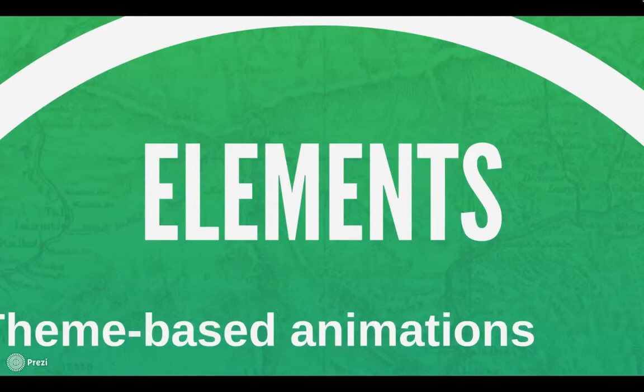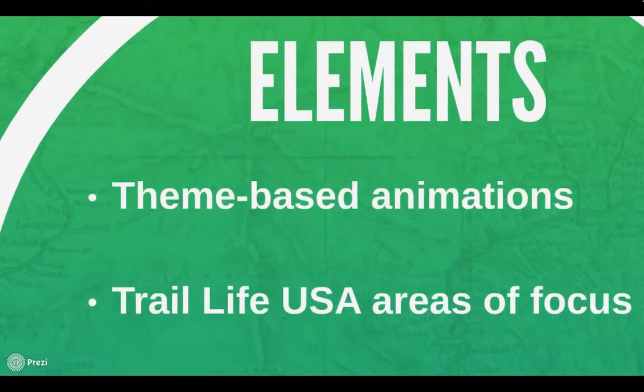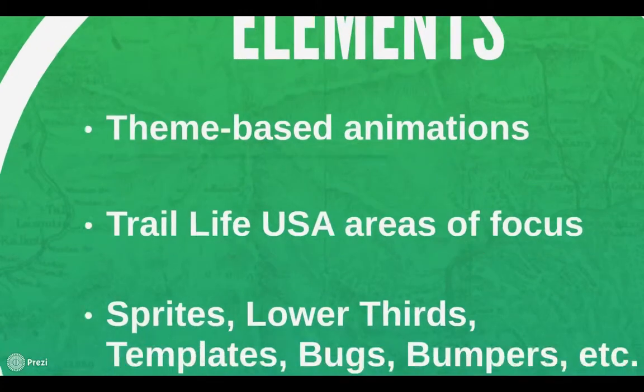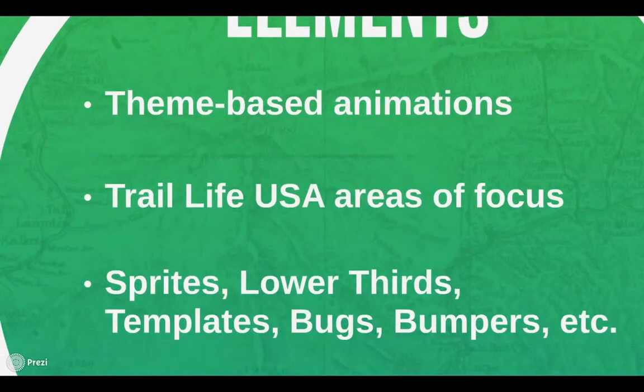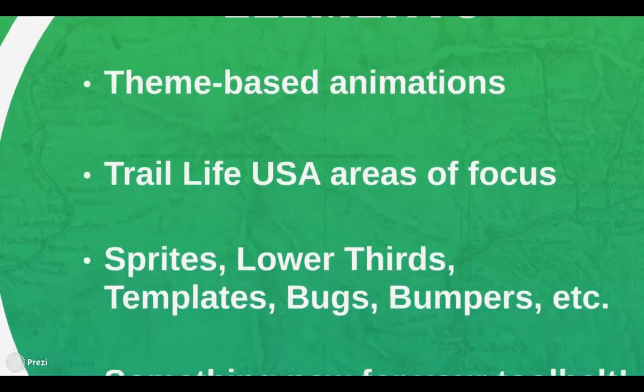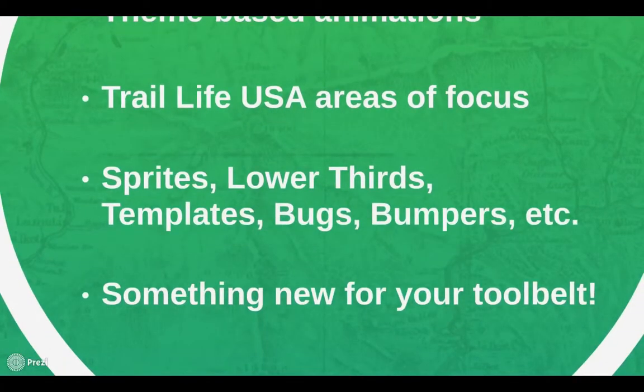So, what do I mean by elements? Well, these mainly consist of animations that are centered around various themes. These themes are the areas of study found within the Trail Life USA program, such as science and technology, pioneering skills, values and faith, and so on. This suite consists of looping sprites, lower thirds, pre-made titles, project templates, watermarks, bugs, bumpers, and more.